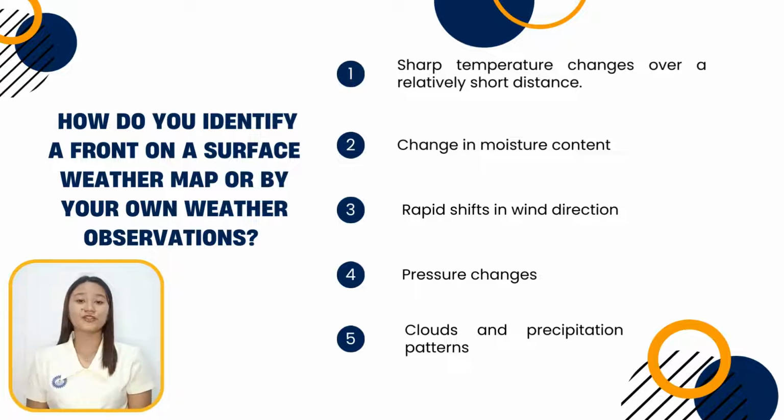All we need to do is to look for these five signs. First, sharp temperature changes over a relatively short distance. Second, change in moisture content. Third, rapid shifts in wind direction. Fourth, pressure changes. And fifth, clouds and precipitation patterns. Those are the things that we need to observe to identify fronts. If we observe these occurrences in our places, then there is a possibility that a front will most likely occur.